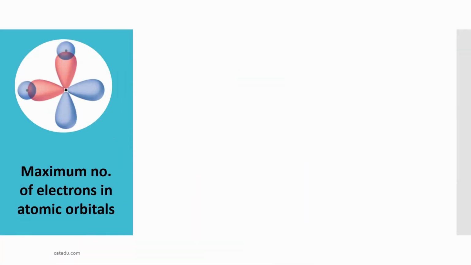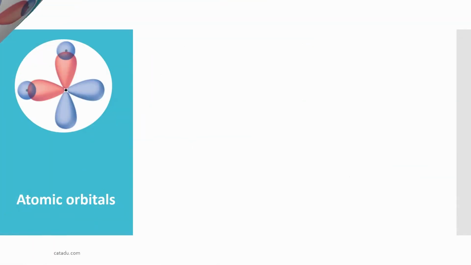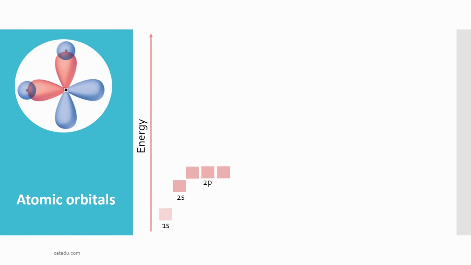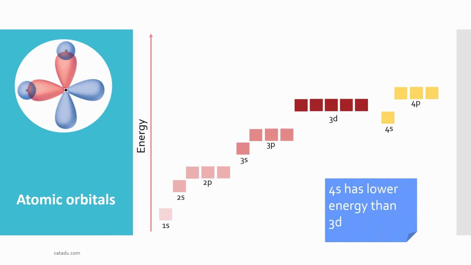Maximum number of electrons in atomic orbitals: s contains maximum 2, p maximum 6, d 10, and f contains maximum 14 electrons. Atomic orbitals we can show using the energy. 1s has the lowest energy, then 2s, 2p, 3s, 3p, 4s, 3d, and 4p. Here the exception is 3d. 3d has higher energy than 4s.